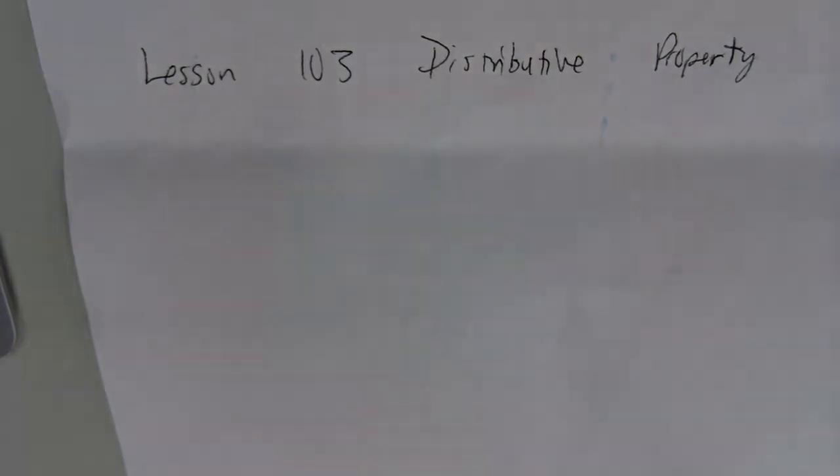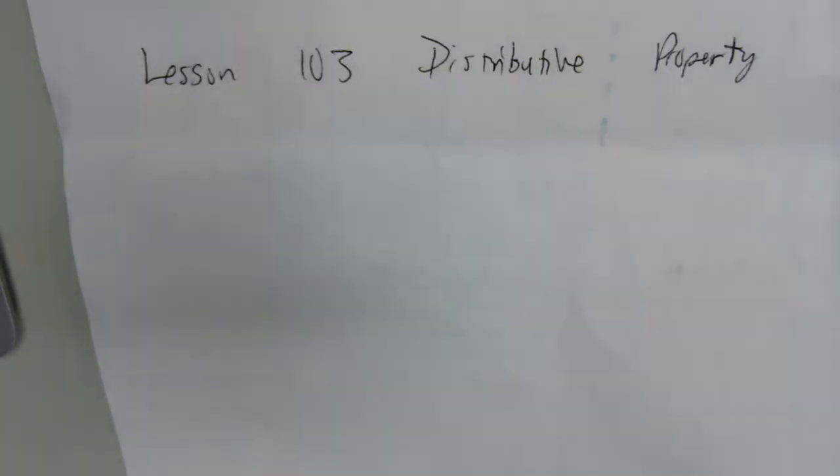Okay. So again, surface level, to distribute means to hand out, to give out fairly, equally distributed.